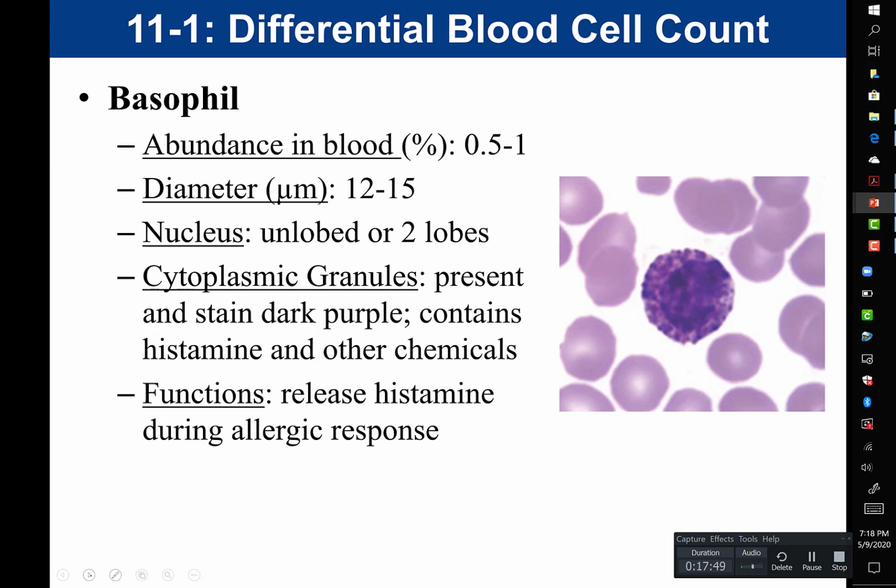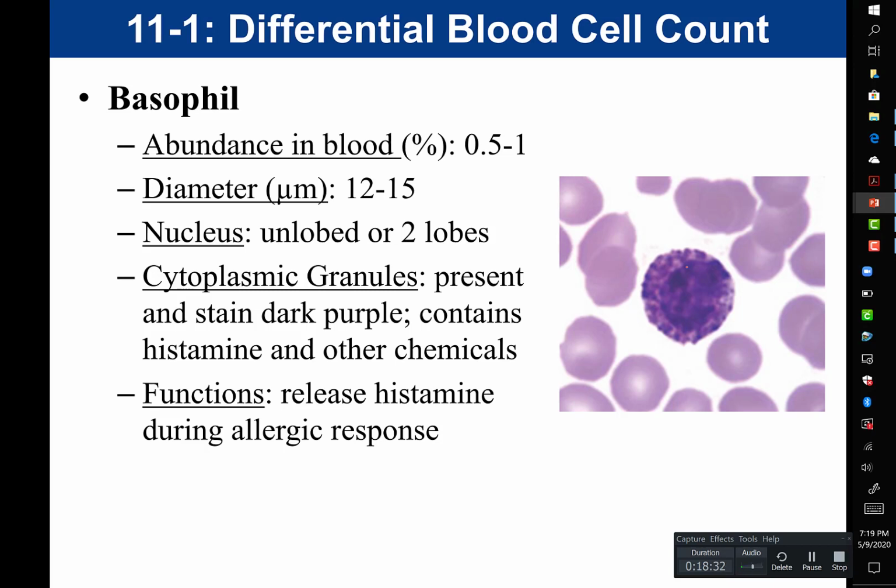Basophils. Basophils, again, are the most rare, between 0.5 to 1%. The diameter is 12 to 15 micrometers in size. The nucleus is either unlobed, notice that in this cell it's this dark purple here, or it could potentially have 2 lobes. Cytoplasmic granules are the key for identifying the basophils. The granules are going to stain dark purple, so you're looking for those dark purple dots. That's what's going to tell you basophil.